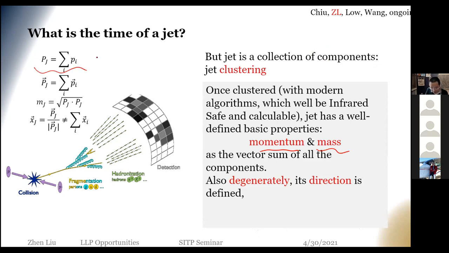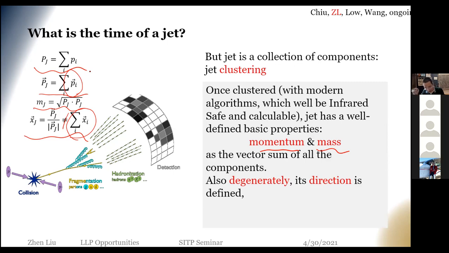The four-momentum is the summation of the components, right? And the three-momentum is a sum of three-momenta. And the mass of the jet is a pseudo concept. It's just characterizing the geometric spread of the momentum for the prompt object. So it's a vector sum of all components and its direction is defined by weighting on momentum, right? It does not equal a simple summation or averaging of location. So direction is already defined in a degenerate way from their momentum direction, okay? So they are used interchangeably.